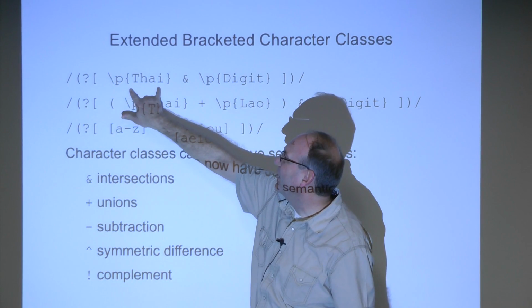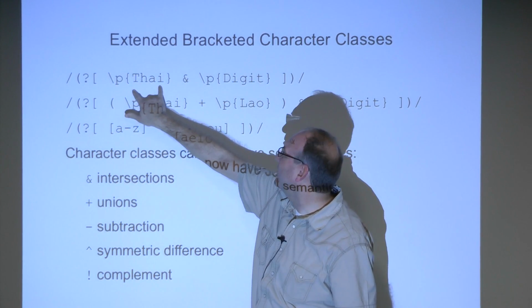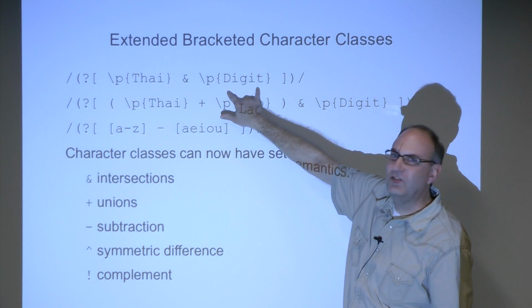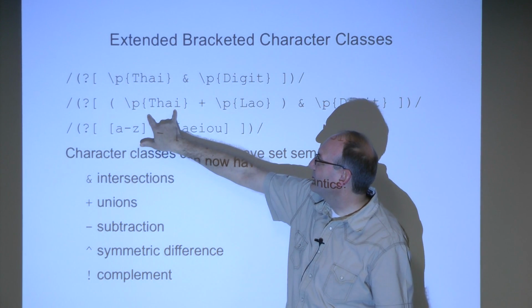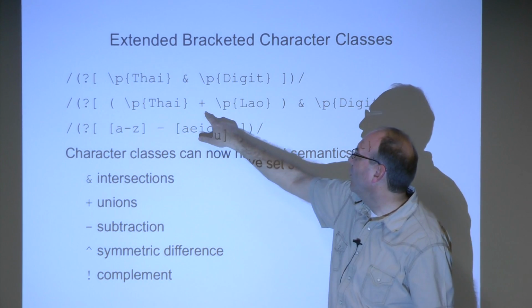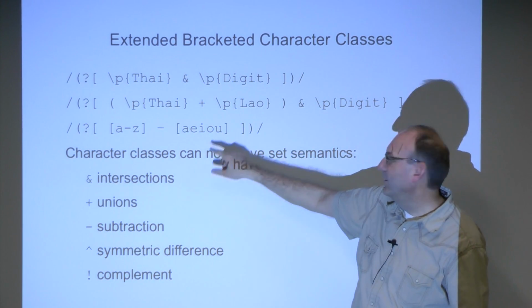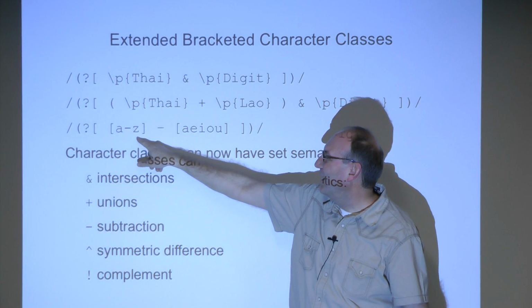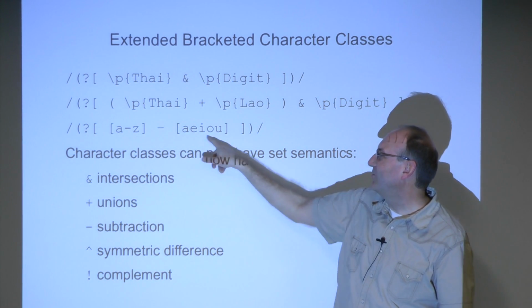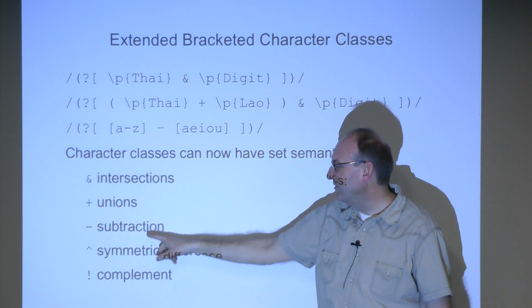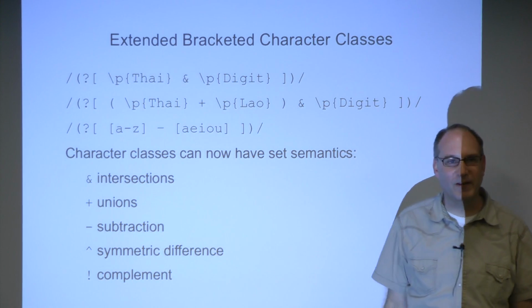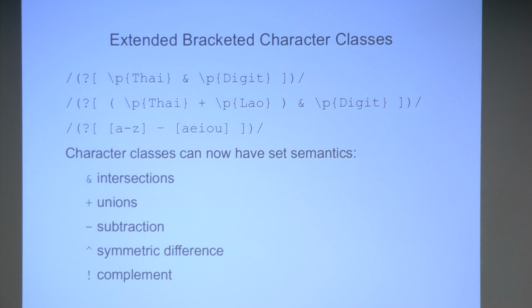With this syntax here, you've created a character class. This character class will now include all Unicode Thai characters and all Unicode digit characters with the and. This one will include all Unicode Thai or all Unicode Lao. This one here will include all A through Z except for the vowels. So now we have intersections, unions, subtraction, symmetric difference, and complement available in character classes. And that's new, and I haven't played with it as much as I'd like, but it's bound to be fun.